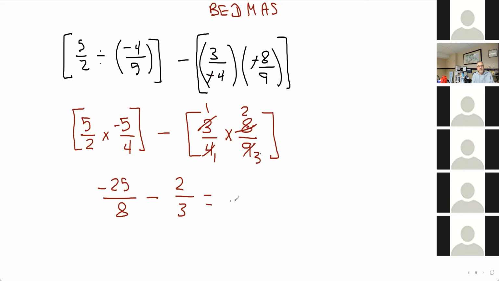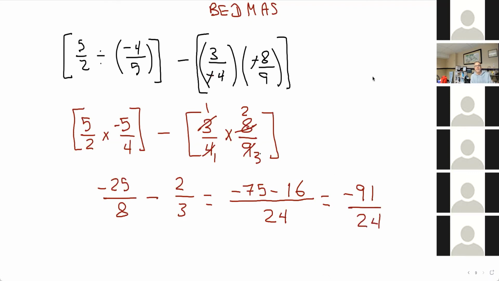Now the common denominator here is 24. You could do it your way, but for me, I just go 24 divided by 8 is 3. 3 times negative 25 is negative 75. Minus 24 divided by 3 is 8. 8 times 2 is 16. And therefore, negative 75 minus 16 gives me negative 91/24. Yusuf, does that make sense?